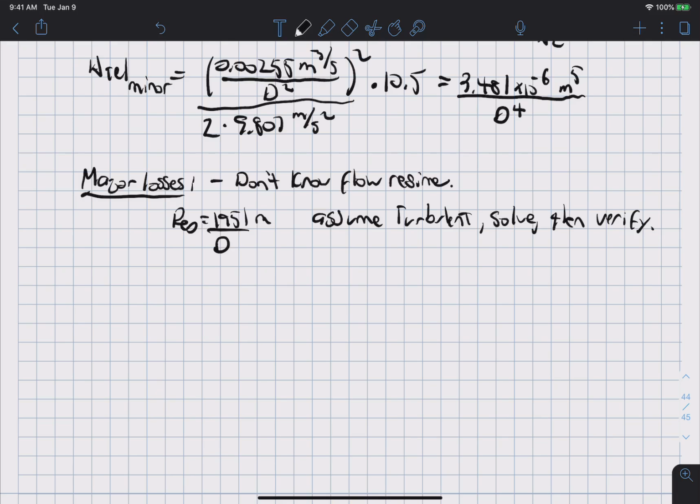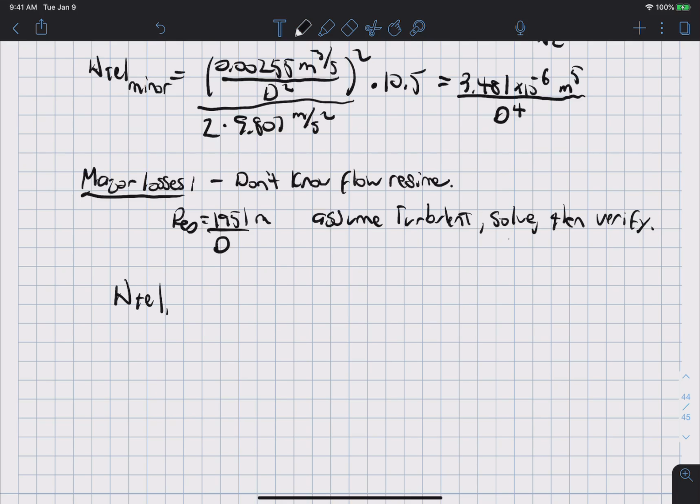If we assume it's turbulent, we can get the friction factor that we need for the major head losses, and then you can solve the problem, get the diameter, and then find the Reynolds number, and make sure that it's in a turbulent flow regime. If not, then we guessed incorrectly, and we need to assume that the flow is laminar and go through it that way. Okay, so let's just assume it's turbulent.